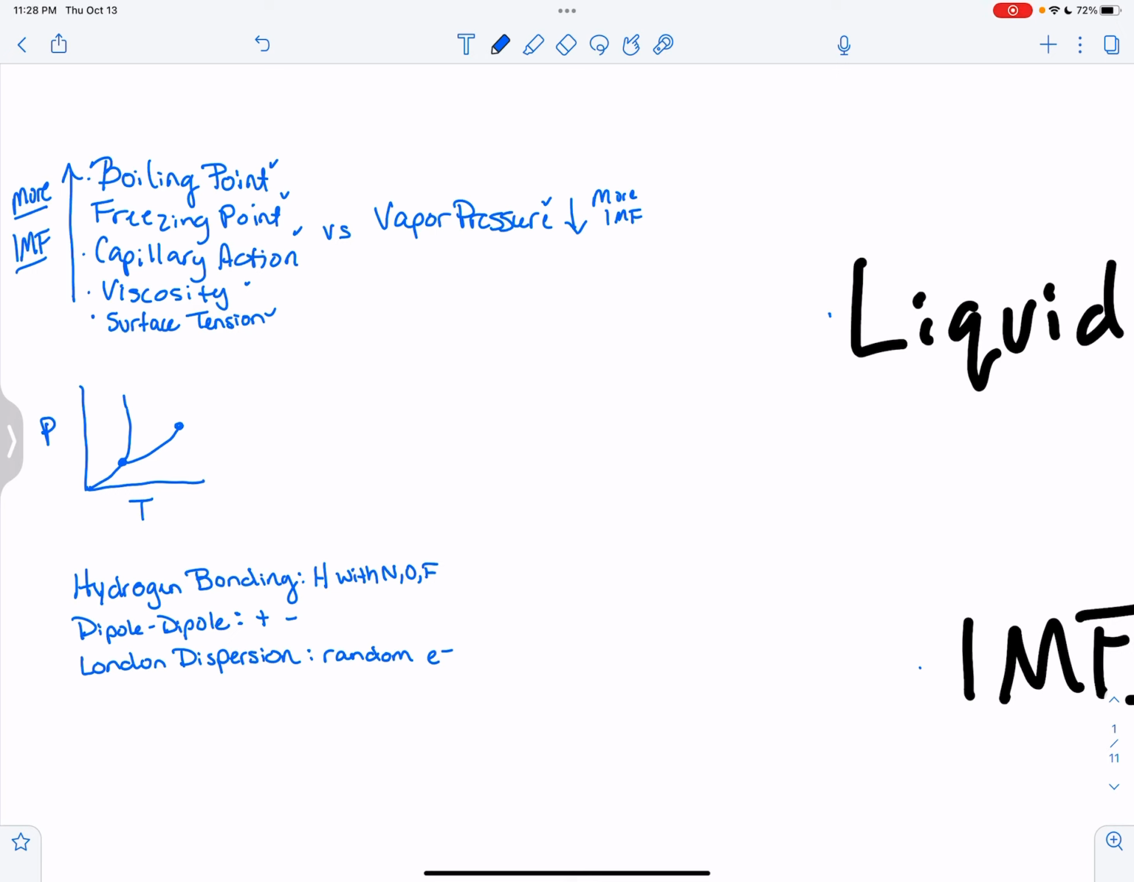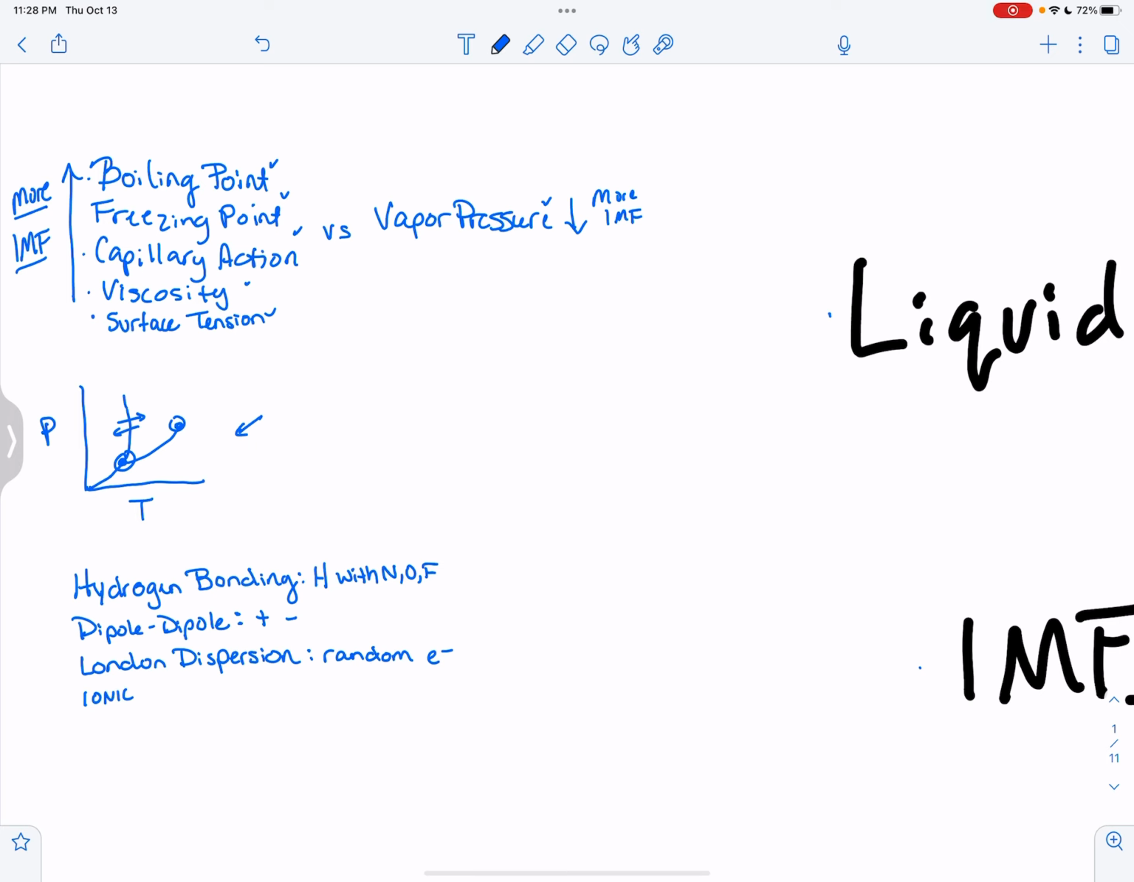Then you'll notice a phase diagram right here. You'll learn about what these different lines mean and what it means to change positions. You'll also learn about these specific points on that diagram. And then finally, you're going to learn about the specific 3 intermolecular forces.